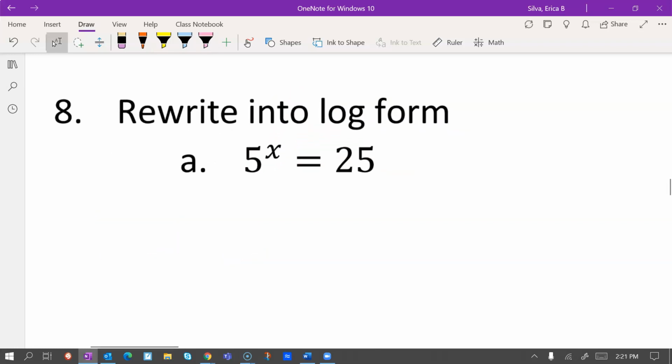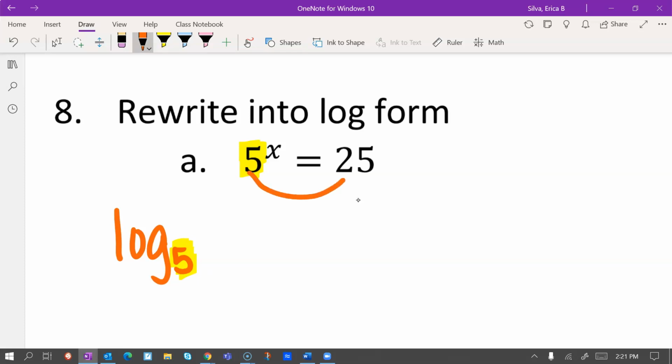All right, for this one, we're going to write it into log form. Again, we identify our base. Our base when it's in exponential form is this one. So we start with log base 5. And then we circle around to the other side of the equal sign, 25, just like we did before. And then go back, is equal to x.